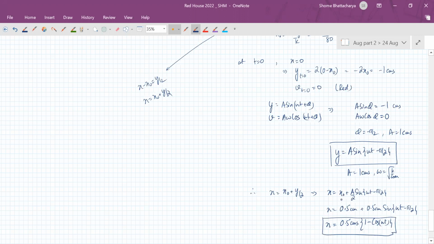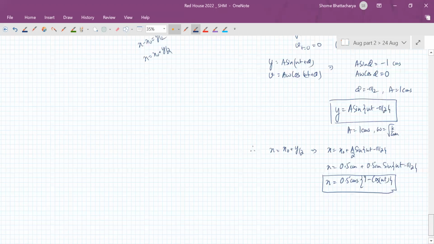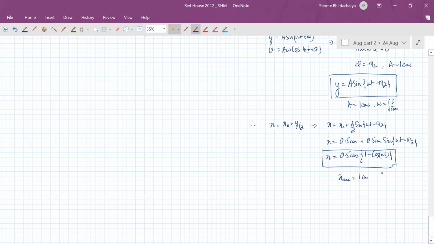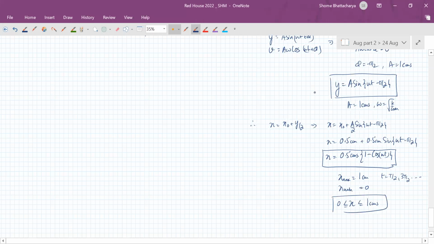You can see from here that x's maximum value is 1 centimeter, and that happens at t by 2, 3t by 2, and so on and so forth. And x's minimum value is 0. So the spring ranges between natural length to a maximum extension of 1 centimeter. It never compresses. Whereas y as a function of time is the displacement of the block, according to that.